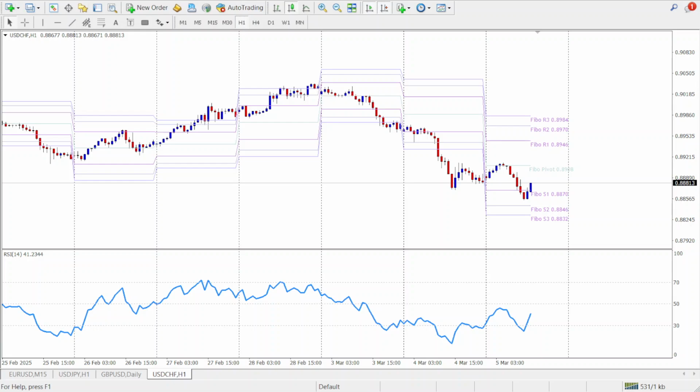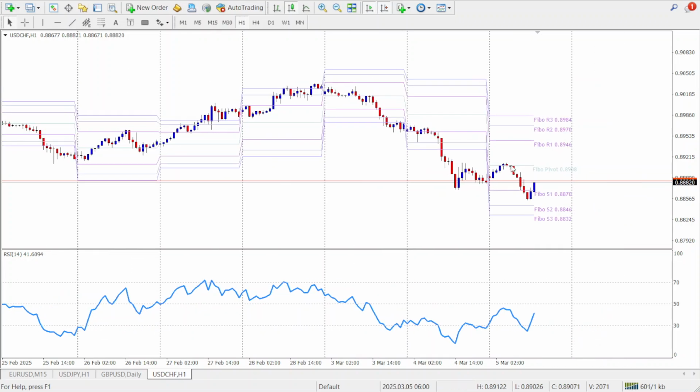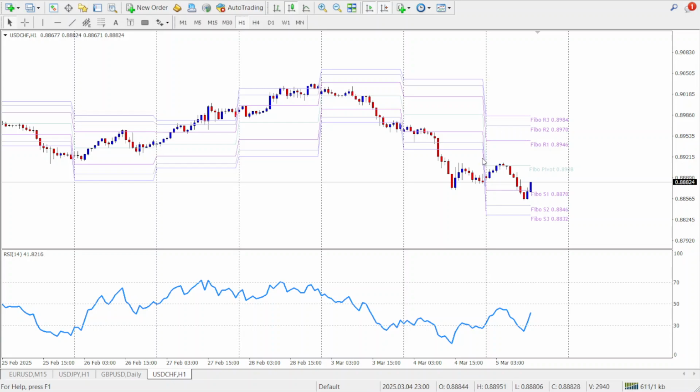Now, before you start using this strategy, here are some common mistakes that you need to avoid. The first is trading without confirmation. Just because the RSI is overbought or oversold does not mean that the price will reverse immediately. So always wait for confluence with your Fibonacci pivot points. And do not make the mistake of ignoring market trends. If the market is in a strong uptrend, a short trade near your R1 might be too risky. So instead look for buying opportunities near support levels.